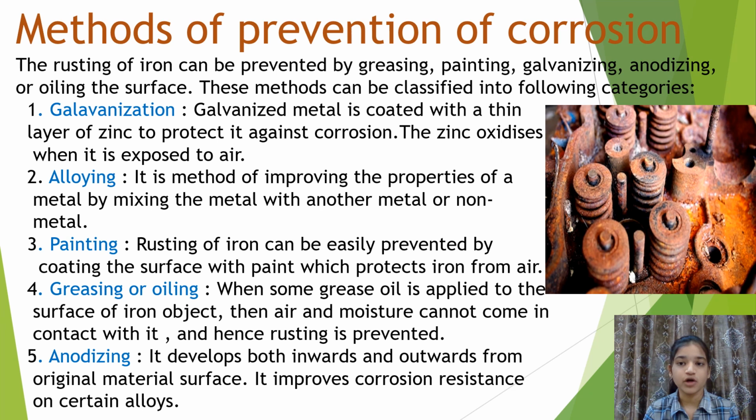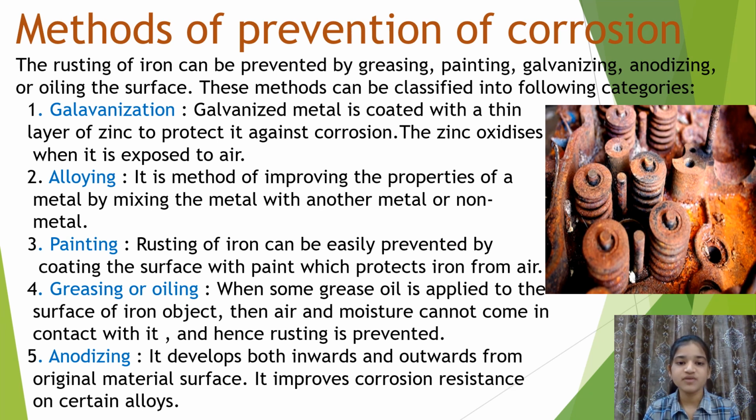Methods of prevention of corrosion. The rusting of iron can be prevented by greasing, painting, galvanizing, anodizing or oiling the surface. These methods can be classified into the following categories. Galvanization. Galvanized metal is coated with a thin layer of zinc to protect it against corrosion. The zinc oxidizes when it is exposed to air.